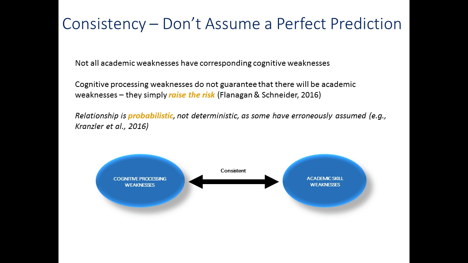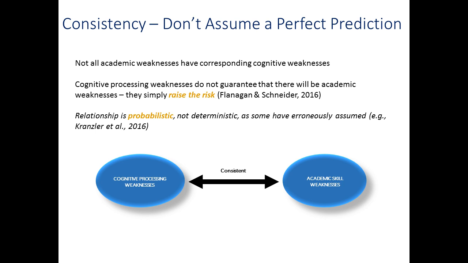So the relationship comes primarily from correlational data. It is causal in nature, but causal probabilistic, okay? So what that means is cognitive processing weaknesses raise the risk of academic skill weaknesses, but they do not guarantee them. There are children all over our schools with cognitive processing weaknesses who never make it into our offices for a full evaluation. And the reason is because they have a lot of really good capabilities and they figured out ways around their cognitive weaknesses such that they're functioning quite well at grade level.